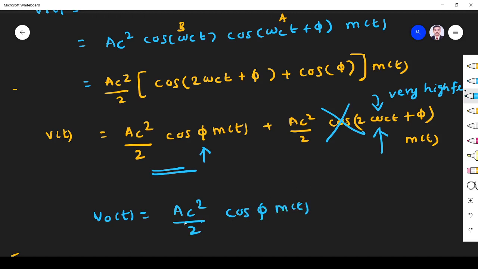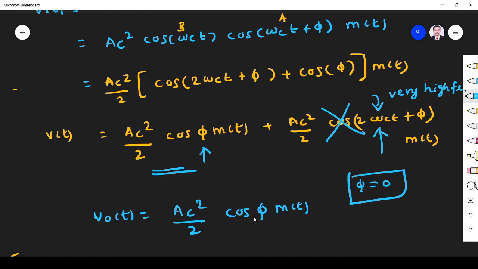So this is the amplitude factor only, right? This cos phi will be varying from -1 to +1, depending on the value of phi. So with proper scaling, we can get back our m of t. So when we get back a proper m of t, when you keep phi equal to 0, what will happen? It will be Ac squared by 2 m of t.